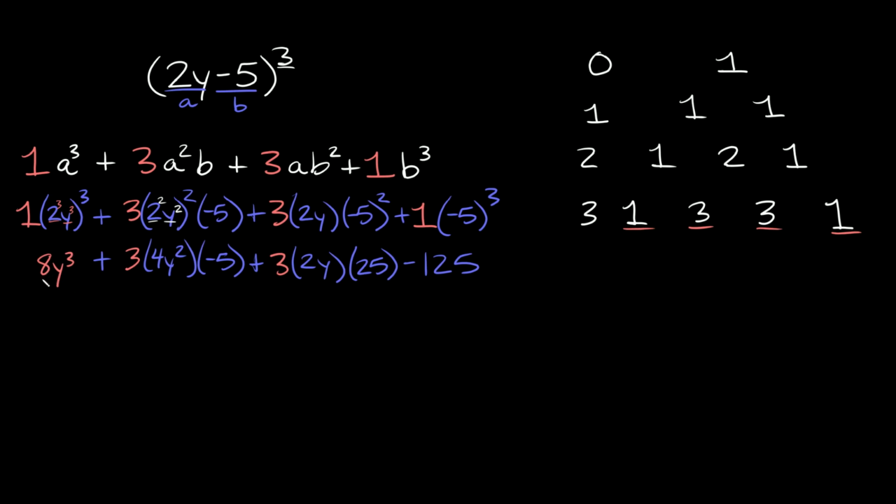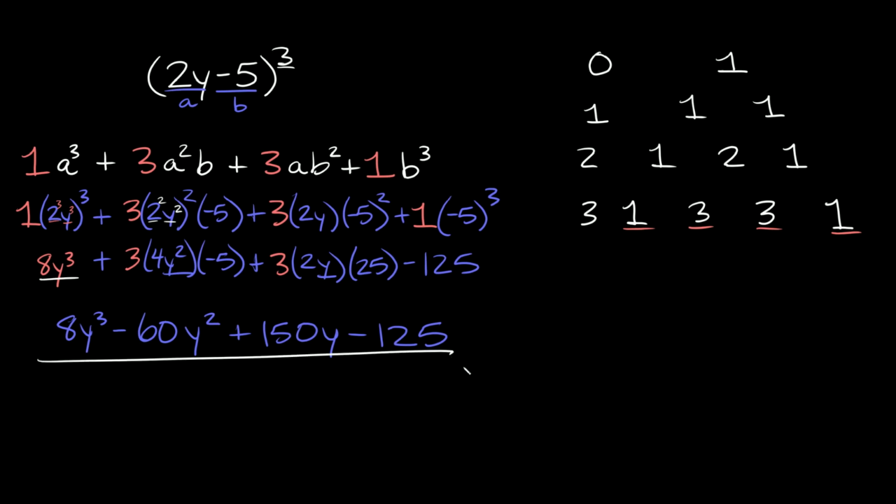Okay, so here, this is still just 8y cubed, so let's write it as 8y cubed. And then here, we just need to multiply the coefficients together. 3 times 4 is equal to 12, and 12 times negative 5 is negative 60. So here we're going to have minus 60y squared. Here, 3 times 2 is 6, and 6 times 25 is 150. So we're going to have plus 150y, and then minus 125 at the end. Okay, so there's no more terms that we can combine. This is as simplified as we can get it. So there's your answer right there.